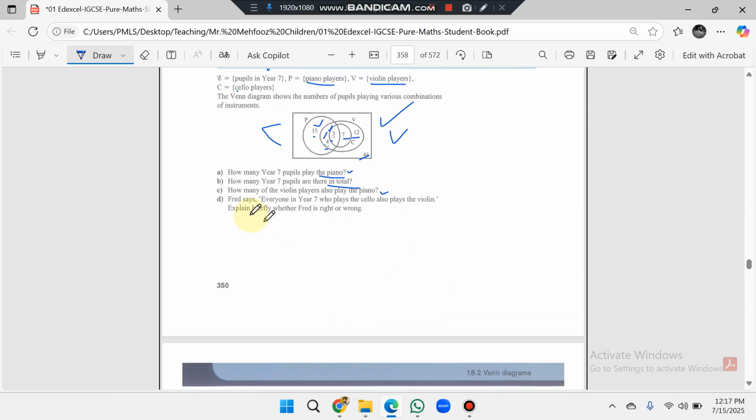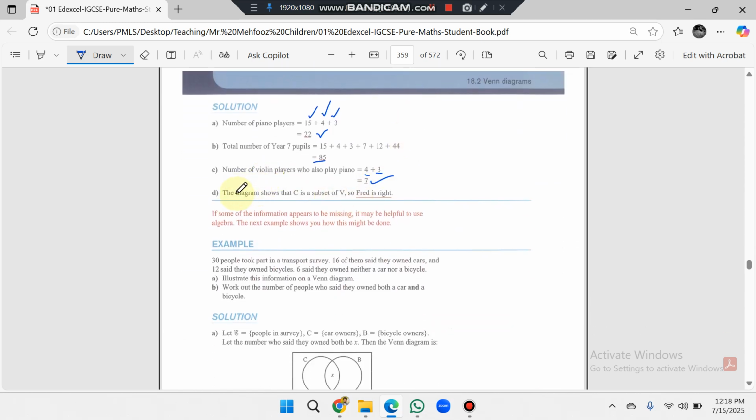Yes. Okay. Next one is Fred says everyone in year 7 who plays the cello also plays the violin. Who plays the cello? Cello has 3 plus 7 pupils, right, who also play the violin. That's true because cello is a subset of violin. C is the subset of V. It means that every student who plays cello also plays violin.